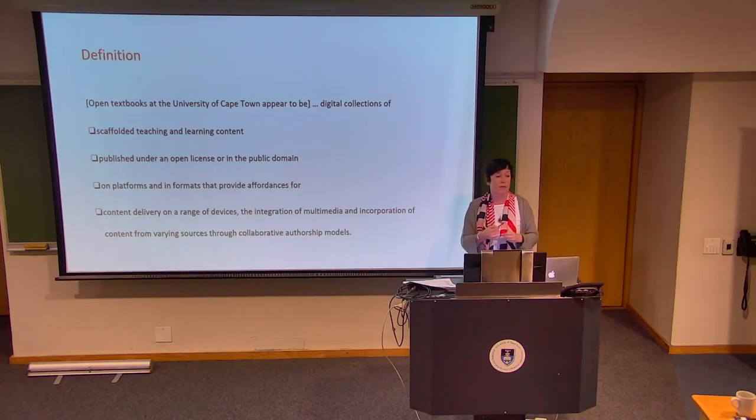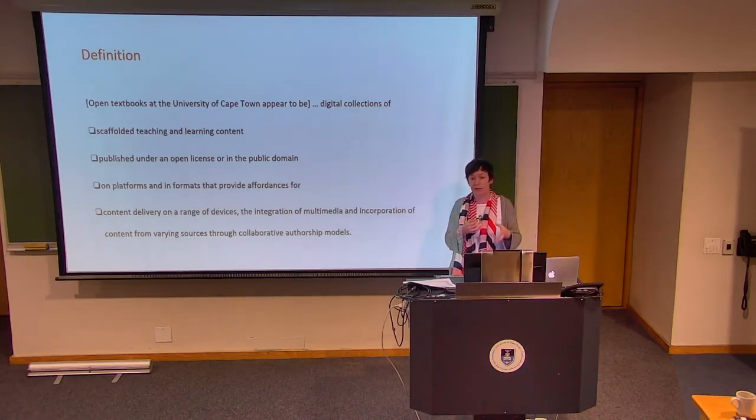As part of that, we also want to get a sense of how open textbooks in our context might look or feel different to how they might in a North American or Canadian context. So this is a movable feast. At the moment, we're thinking of these resources as scaffolded teaching and learning content. The idea of an open license is implicit, so we want them legally and technically open, on platforms or in formats that provide affordances for content delivery on a range of devices, integration of multimedia, and incorporation of content from various sources through collaborative authorship models.